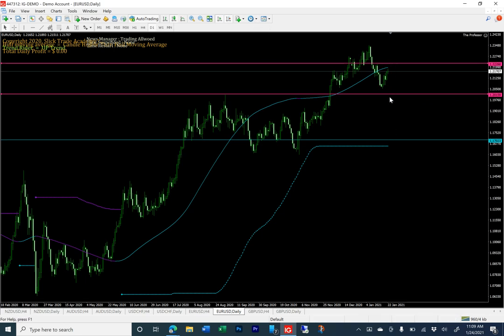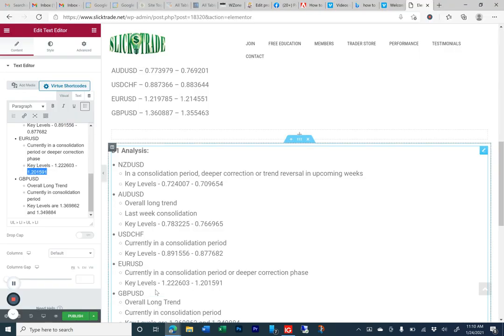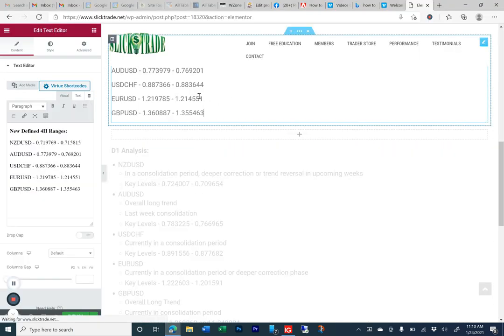Okay, so we're still within those key levels. Those key levels are just going to stay the same for now. That's about it. There's really nothing else to say about that. So we'll see what the upcoming week delivers.